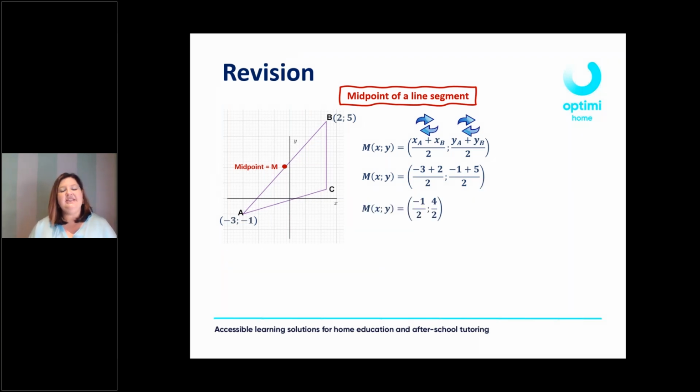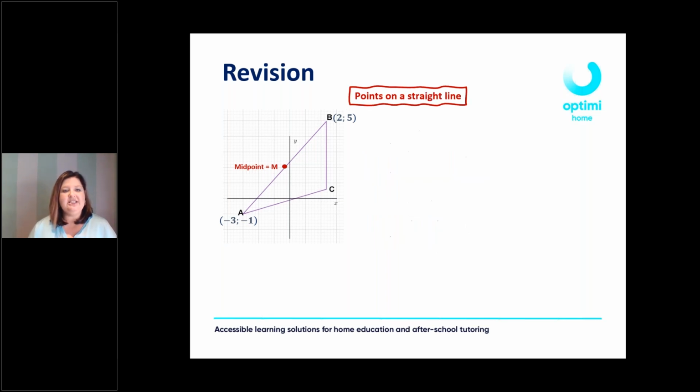Right. Then you will just simplify that a bit and even more. So the point (-1/2, 2) is the coordinates of your midpoint. Right. So let's look at points on a straight line.